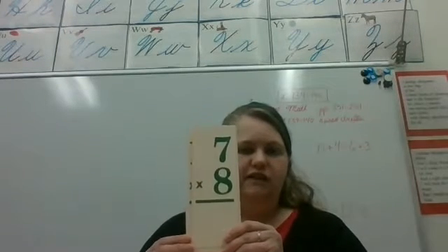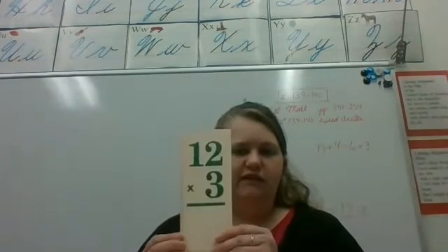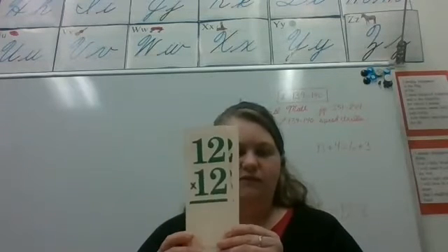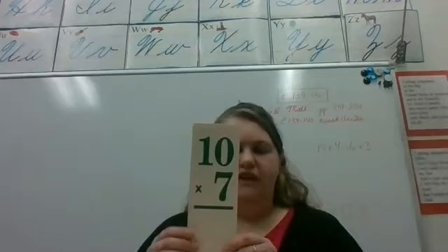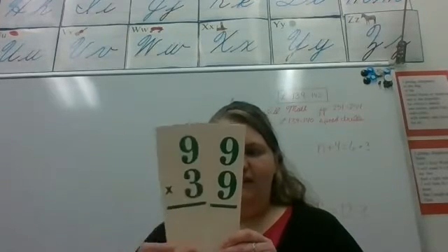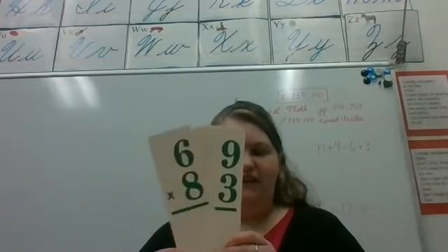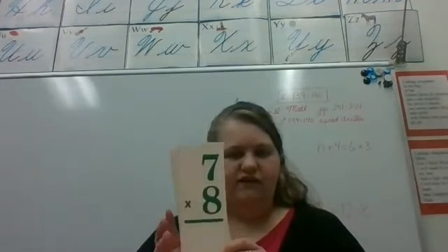Okay, 7 times 8, 56. 12 times 3, 36. 10 times 8, 80. 12 times 12, 144. 12 times 7, 84. 11 times 10, 110. 12 times 8, 96. 10 times 7, 70. 9 times 9, 81. 9 times 3, 27. 6 times 8, 48. 7 times 8, 56. We're back to the beginning.